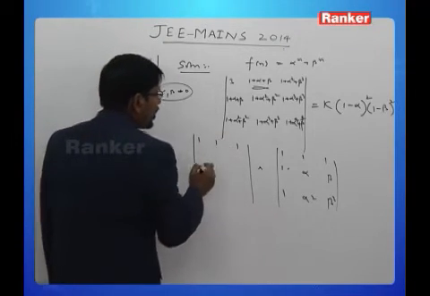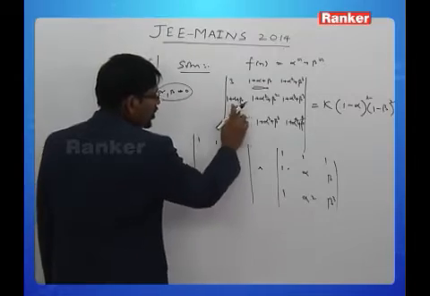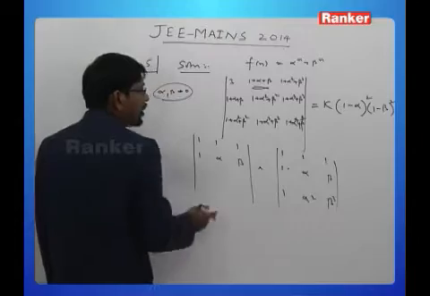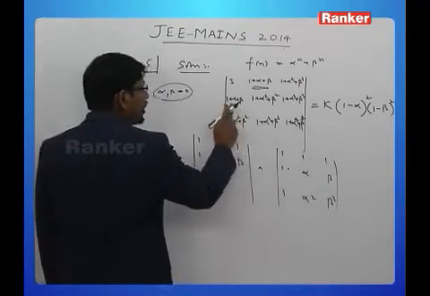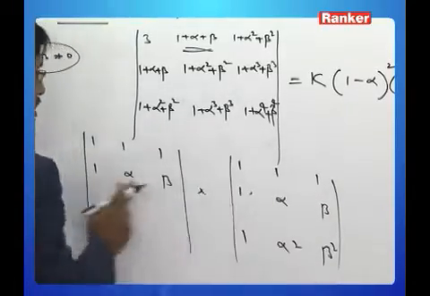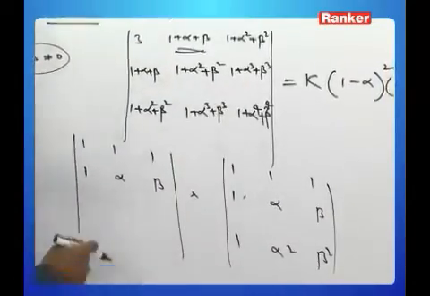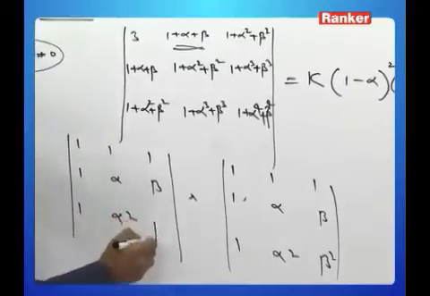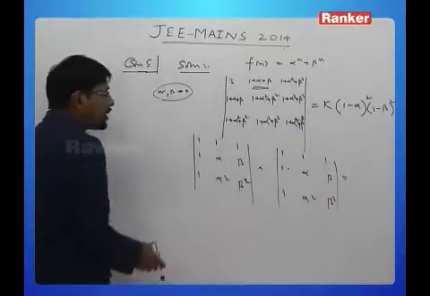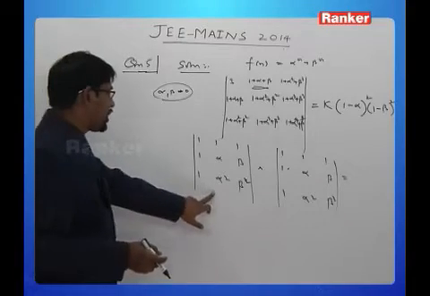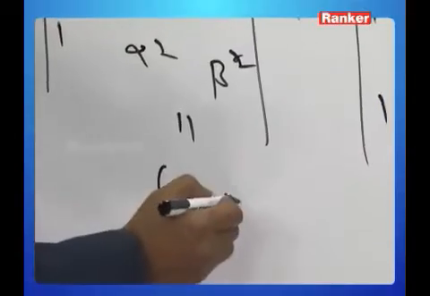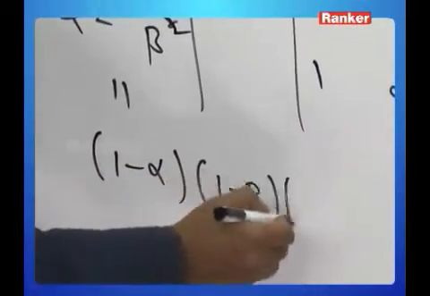So here, what about this row? How do we generate this row from here? How about taking this 1 alpha beta? If I multiply here, I get 1 plus alpha plus beta. Is it matching? 1 plus alpha square plus beta square, if I match, I'll get this. And then 1 alpha square beta square. This is a standard determinant. This is (1 minus alpha) into (1 minus beta) into (alpha minus beta). So we have this determinant is (1 minus alpha) into (1 minus beta) into (alpha minus beta).